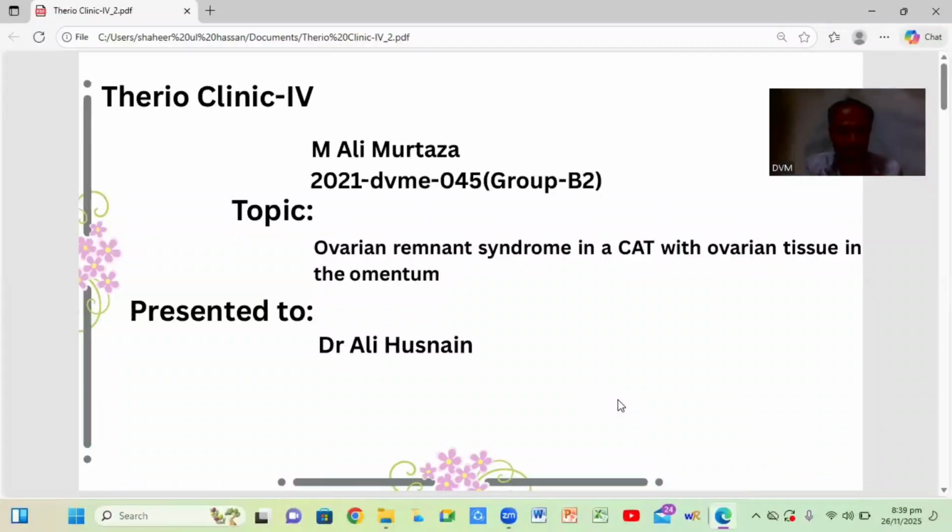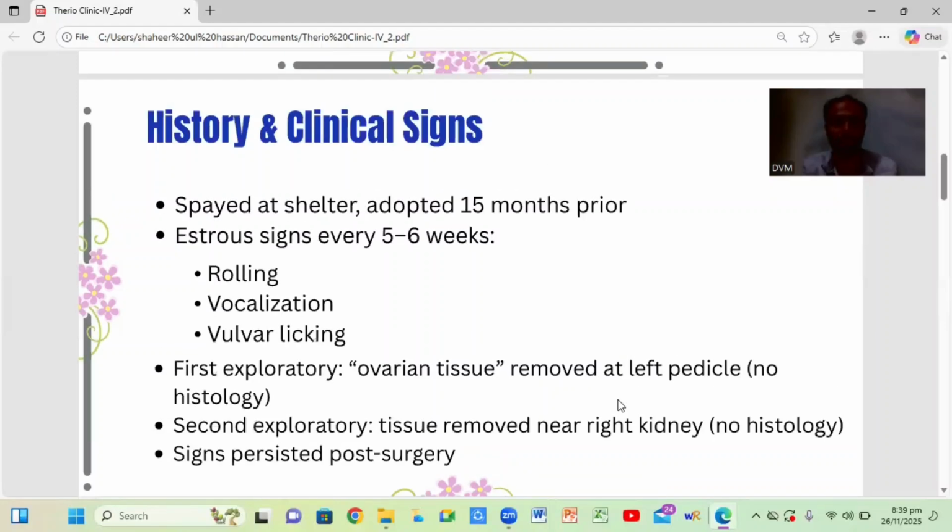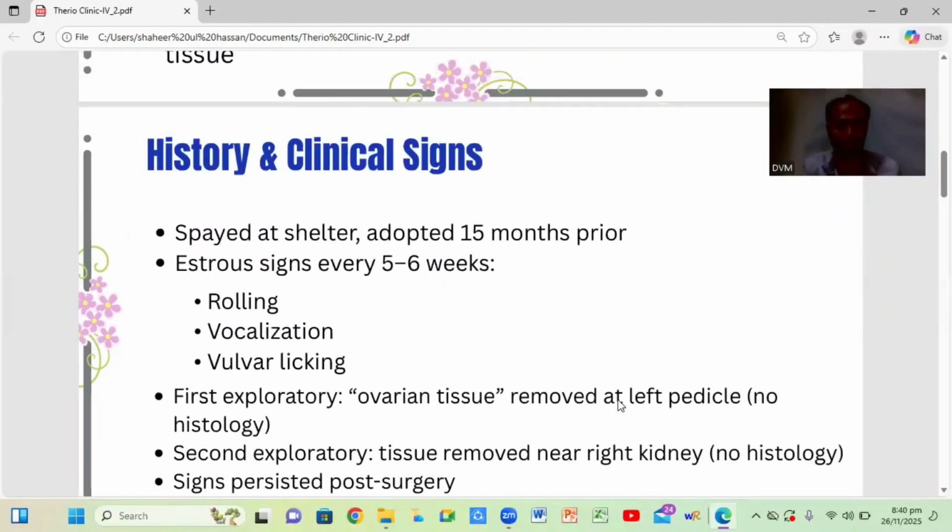The topic that has been assigned to me is ovarian remnant syndrome in a cat with ovarian tissue in the omentum. Basically, when we start with the key points, it is a 2-year-old spayed cat, a domestic short-haired, that was presented with recurring estrus behavior after ovariohysterectomy. It previously underwent two unsuccessful exploratory laparotomies, and the case was highlighted to show ectopic locations of ovarian tissue.